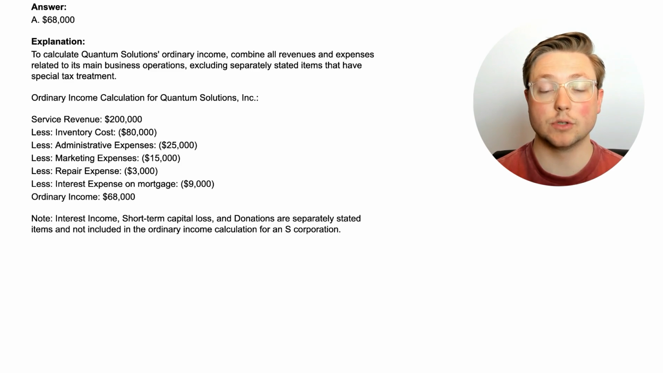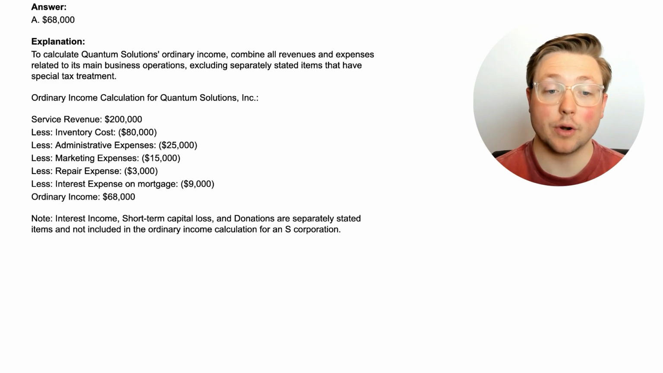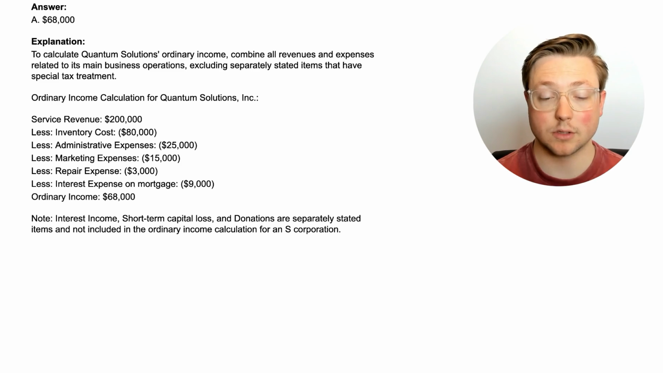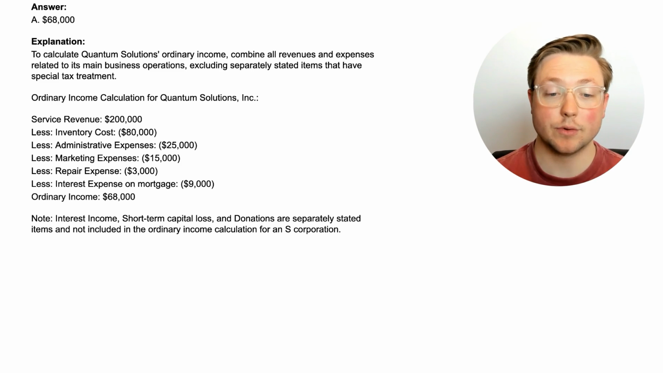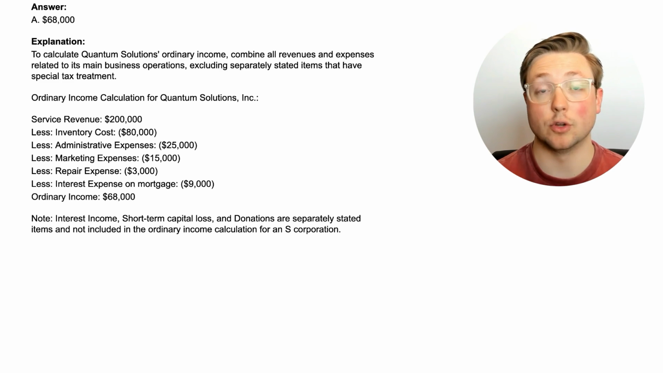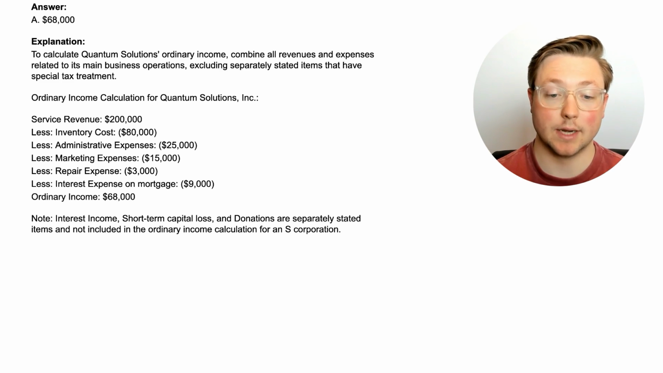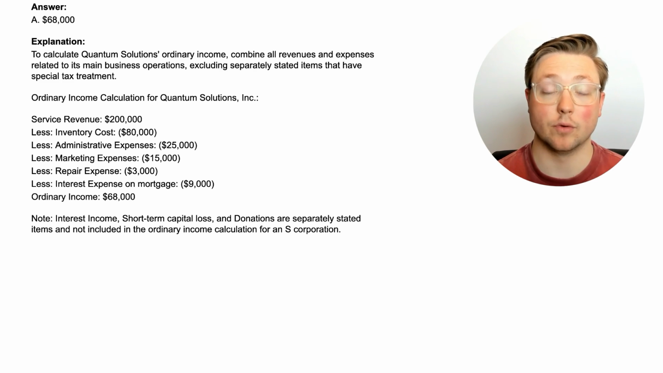To calculate Quantum Solutions' ordinary income, combine all revenues and expenses related to its main business operations, excluding separately stated items that have special tax treatment. And we're going to learn about separately stated items in the next question. Ordinary income calculation for Quantum Solutions would include revenue, inventory cost, administrative expenses, marketing expenses, repair expense, interest expense, and that would give you the ordinary income of $68,000. Now, one note here, the interest income, the short-term capital loss, and the donations are separately stated items and are not included in the ordinary income calculation for an S corporation.